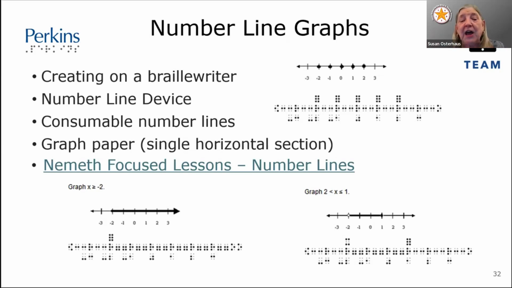But also APH has a number line device, which you can also use to create number lines. So just keep that in mind. And then we have consumable number lines also from APH. You can even use some graph paper and just use parts of it to make those number lines. And then we even have so much information on Nemeth focused lessons on number lines. And there's the link to that Nemeth Braille Code curriculum that I was speaking of. And we have so many lessons and so many activities on number lines.